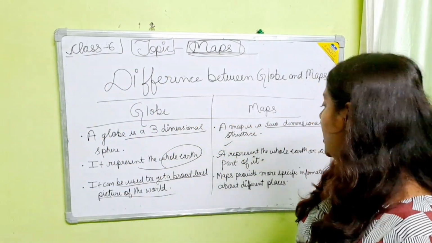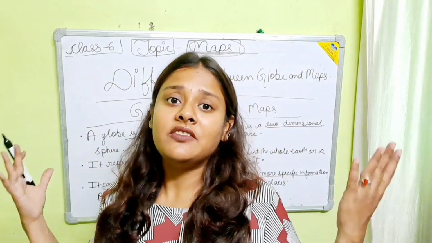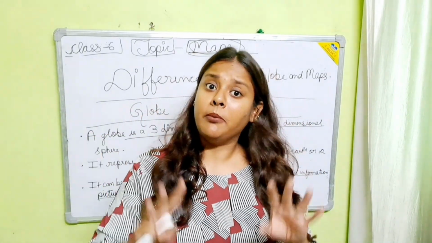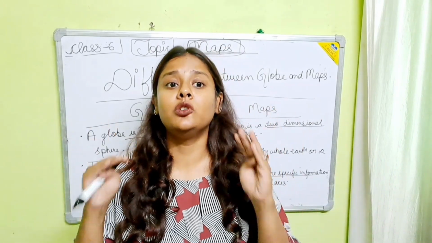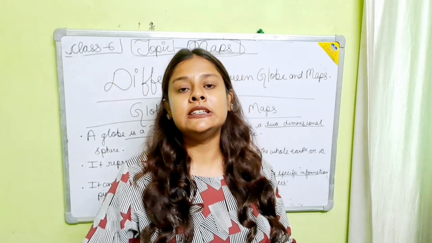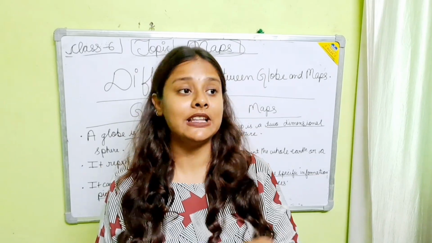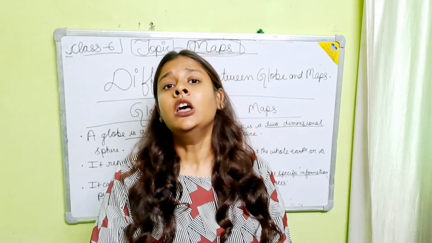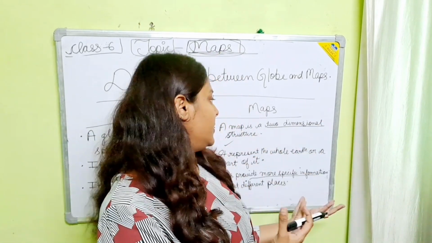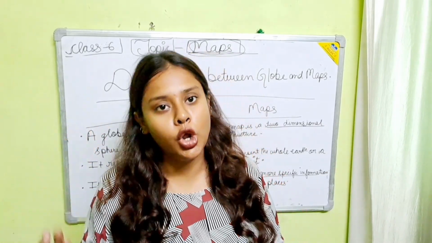Maps provide more specific information about different places. As we have studied, there are three types of maps: political, physical and thematic. All three give you specific information like towns, cities, physical features such as plains, mountains, rivers, oceans, and thematic maps give information about rainfall and roads. More information is provided by maps as compared to a globe.